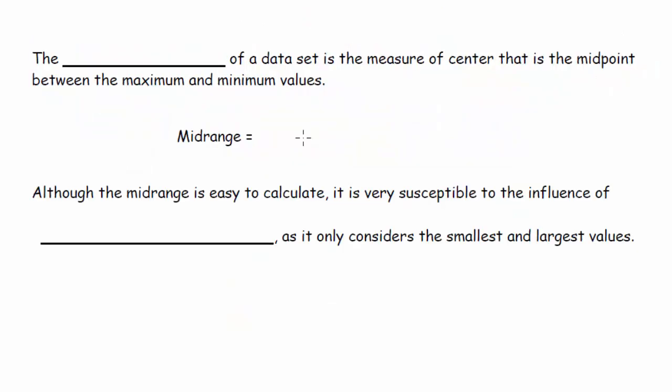So in summary, the mid-range of a data set is the measure of center that is the midpoint between the maximum and minimum values. In order to find this mid-range, I'm going to look halfway between, or take the mean when I only look at the max and the min. So I'm going to take my minimum value plus my maximum value, and then divide by 2 because I only considered 2 data values. You can think of it as the mean of the max and the min, or the midpoint between the maximum and minimum.